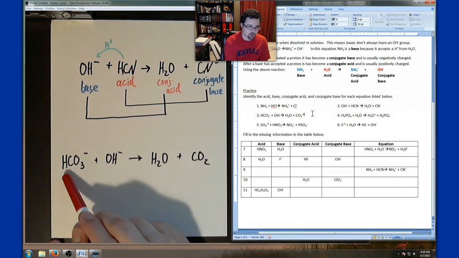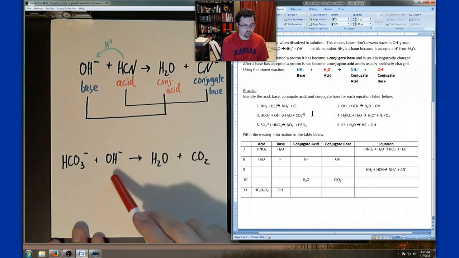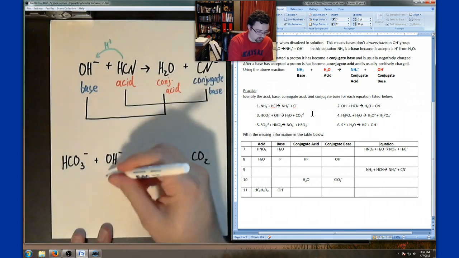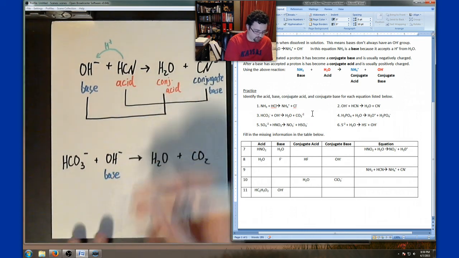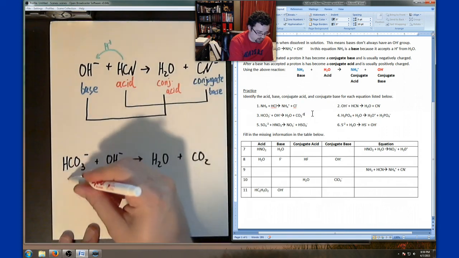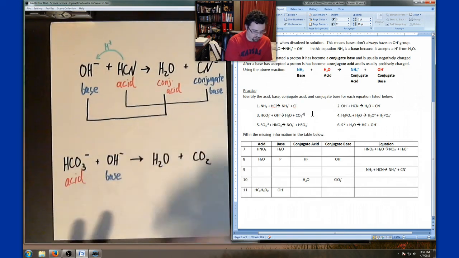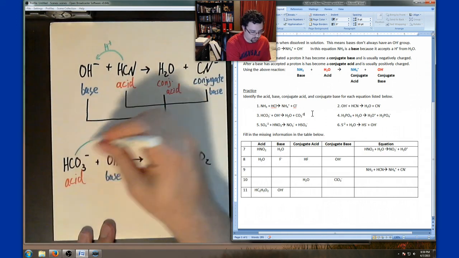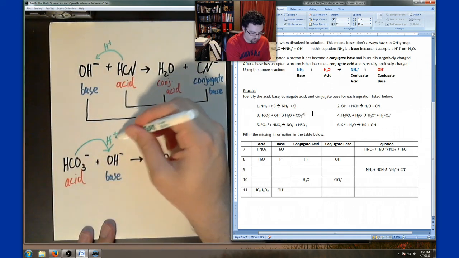This has an H in front, so it's more likely to donate the H+. Also, OH minus, once again, should scream to you that it is a base. So this guy is definitely my base. OH minus pretty much always acts as the base. And this has the H to donate, so that is going to be my acid. Remember, the acid always donates an H+, so the acid is going to donate an H+ to the base.